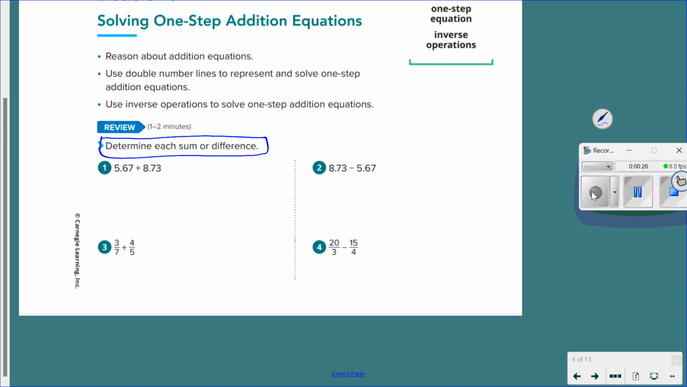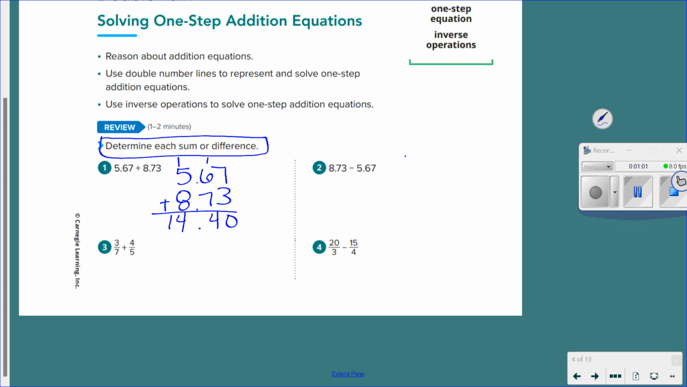What is the first thing I need to do to add decimals? Line up the decimal points. So I write it vertically. 8. Okay. 7 plus 3? 1 plus 6? 7 plus 7? 14. Bring down my decimal, carry my 1. 1 plus 5? 6 plus 8? So I get 14 and 40 hundredths.